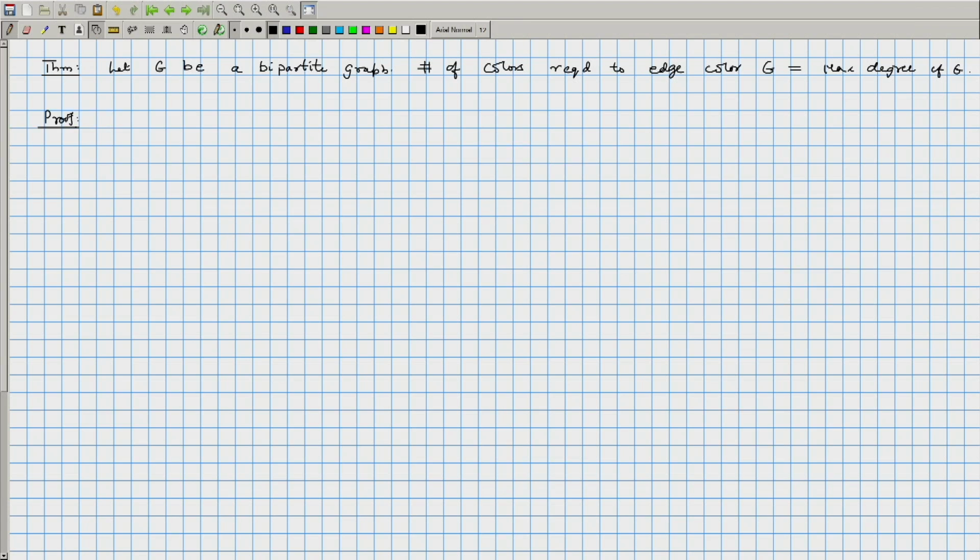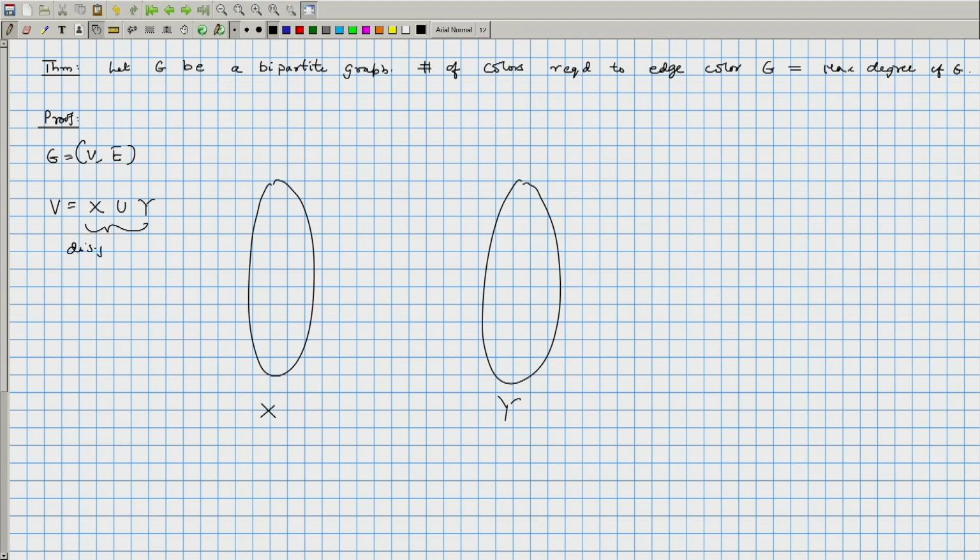Okay. So, first of all, what is a bipartite graph? You can split the vertices into two parts, let us say X and Y. If you think of G as (V, E), where V is a set of vertices and E is a set of edges, V can be written as X union Y. So, this is a disjoint union; they do not share any vertices.